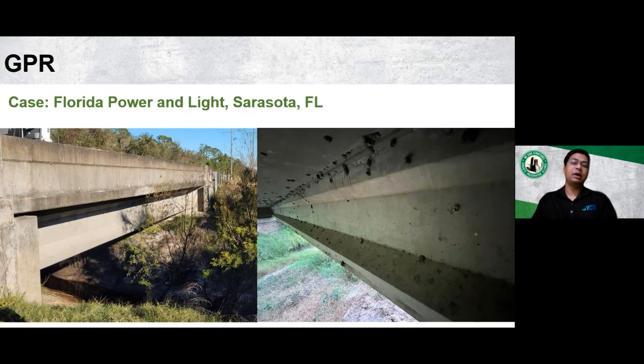Here is one of the single span bridges owned by Florida Power and Light down in Sarasota, Florida. The deck on this bridge is supported by pre-stressed I-beams. And as it always happens, we do not have any as-built drawings available. That's why the owner did not have any information about the size, type, or spacing of the reinforcement present in the I-beams. For the load rating calculation to be carried out, these three pieces of information about the reinforcement are important and needed. So GPR scans were collected on the webs, flanges, and the underside of the I-beams to get a sense of how the rebar is distributed or if there is any presence of pre-stressed strands.